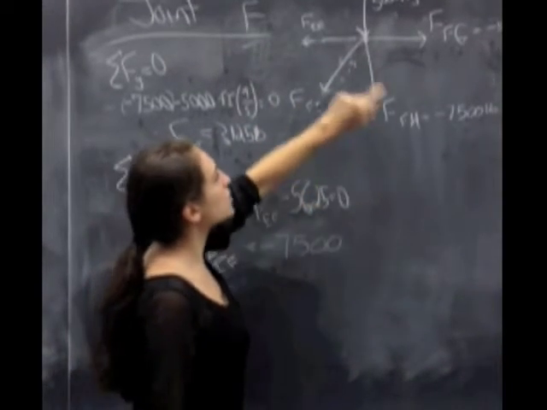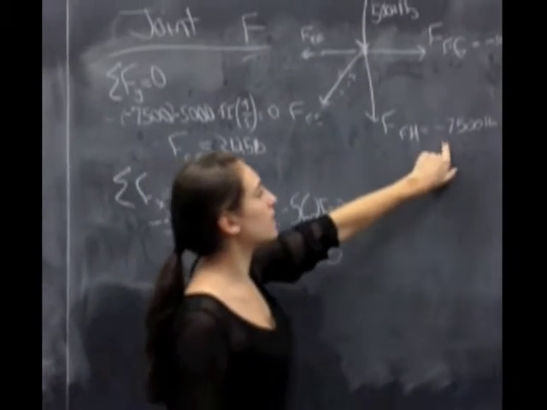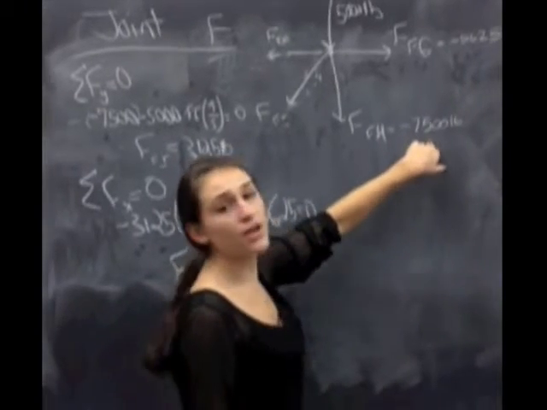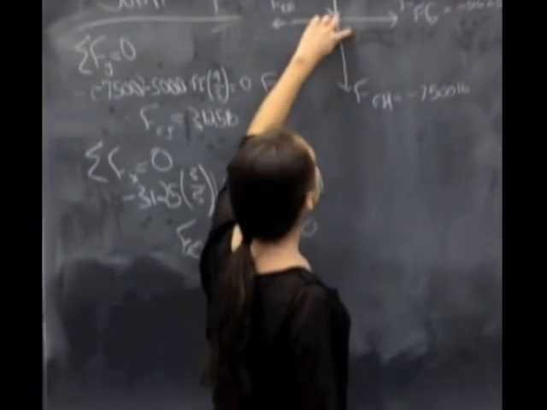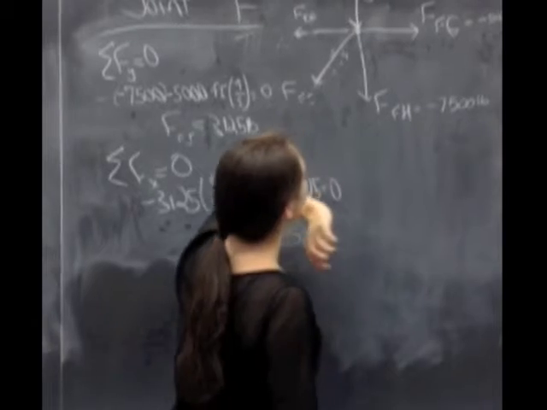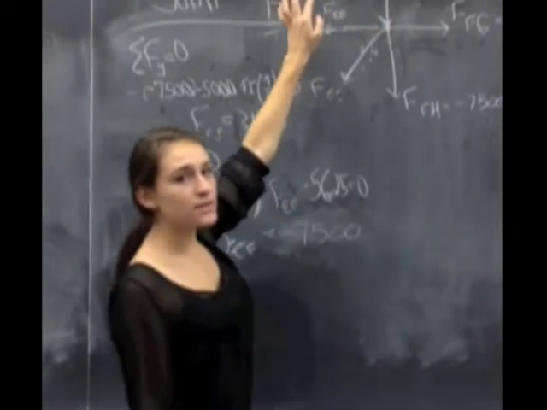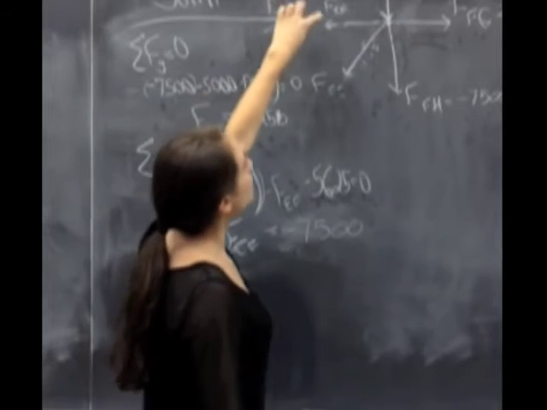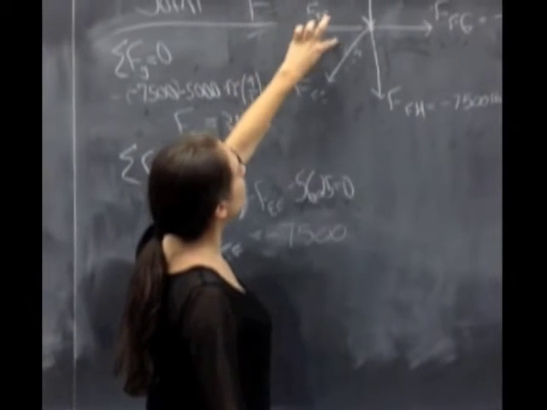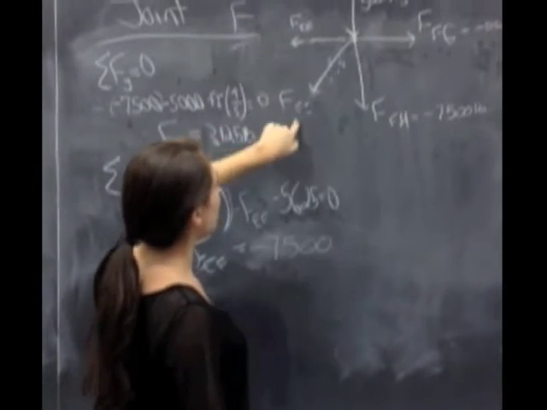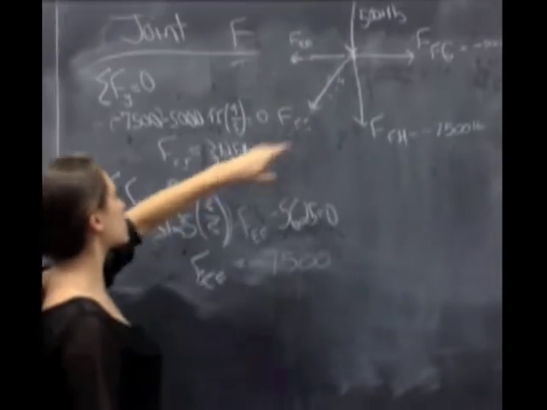Then we have FH coming down, but that's also a negative, so it's negative 7,500 pounds, which means it's really pointing upwards. So that's also a compression force. Then we have this negative 5,000 pounds pointing downwards, which is an external force. You have the force EF coming in this direction, and then you have FI coming down this diagonal direction.